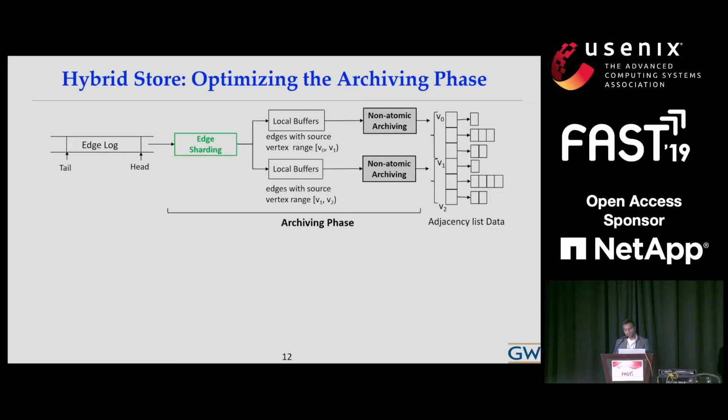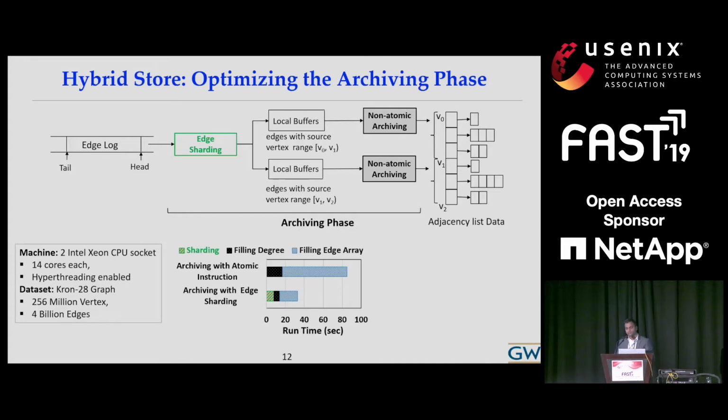So that is the idea, and obviously you can see that we'll be able to go much faster than a lock or atomic instruction based solution. And this will also lead to very good scalability because there is no atomic instruction or lock here. So that is the first optimization.